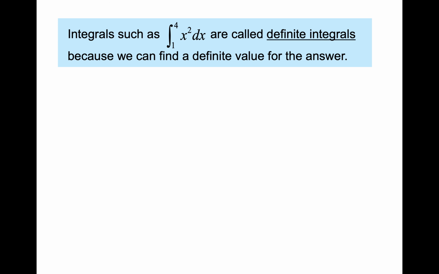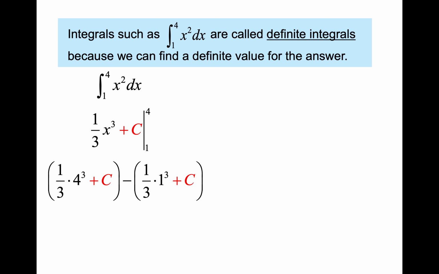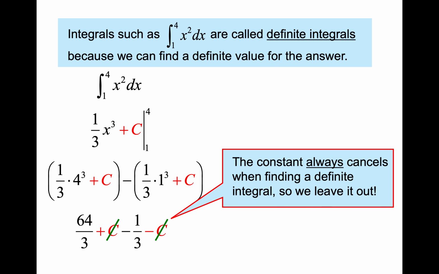Integrals such as the integral from 1 to 4 of x squared dx are called definite integrals. We've dealt with those before because we can find a definite value for the answer. So for example, you take the antiderivative, and we already learned that the constant is going to cancel, so we don't usually show the constant. If you plug in a 4 and plug in the 1, and then subtract, you see the constants cancel out. And so we always leave them out when we do definite integrals.